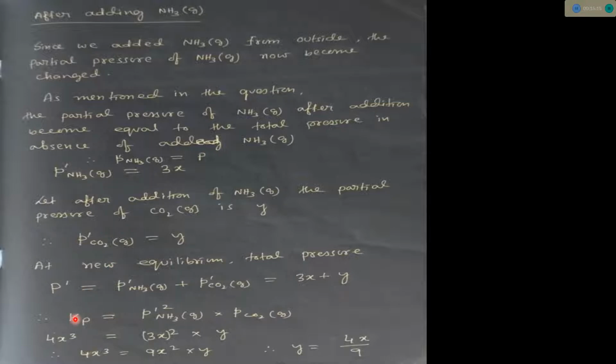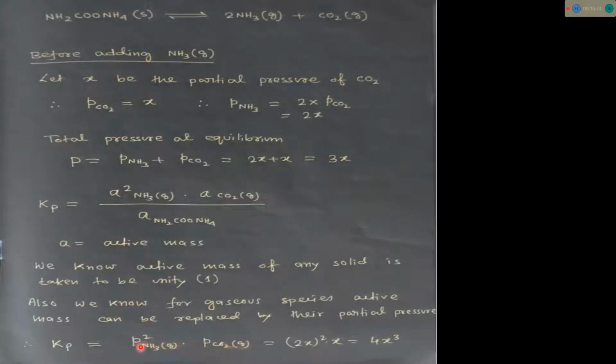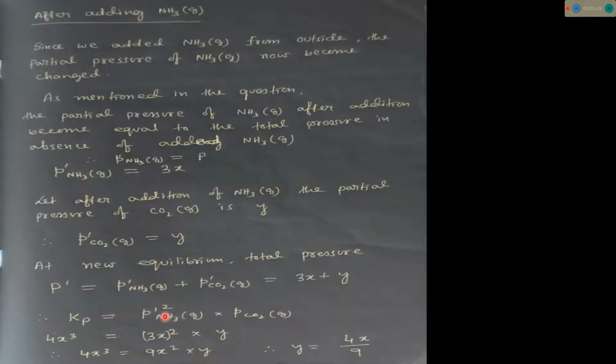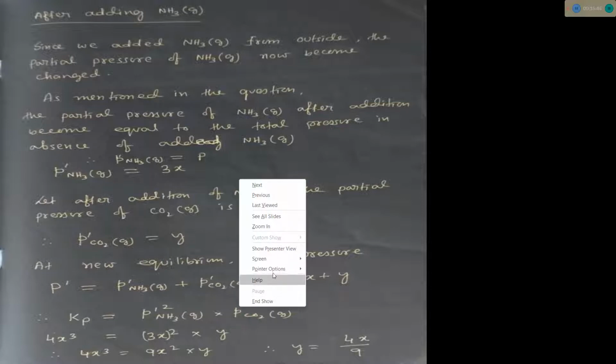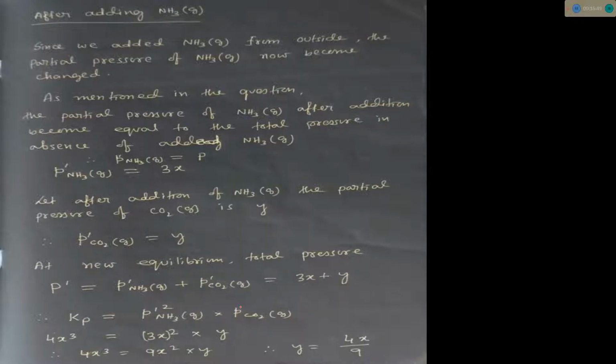So if we want to calculate Kp, it becomes the partial pressure of NH3 gas squared times the partial pressure of CO2 gas. In this case, p prime is the new partial pressure after adding NH3 gas from outside, the partial pressure of ammonia and the partial pressure of CO2. So Kp is p prime NH3 whole squared times p prime CO2.